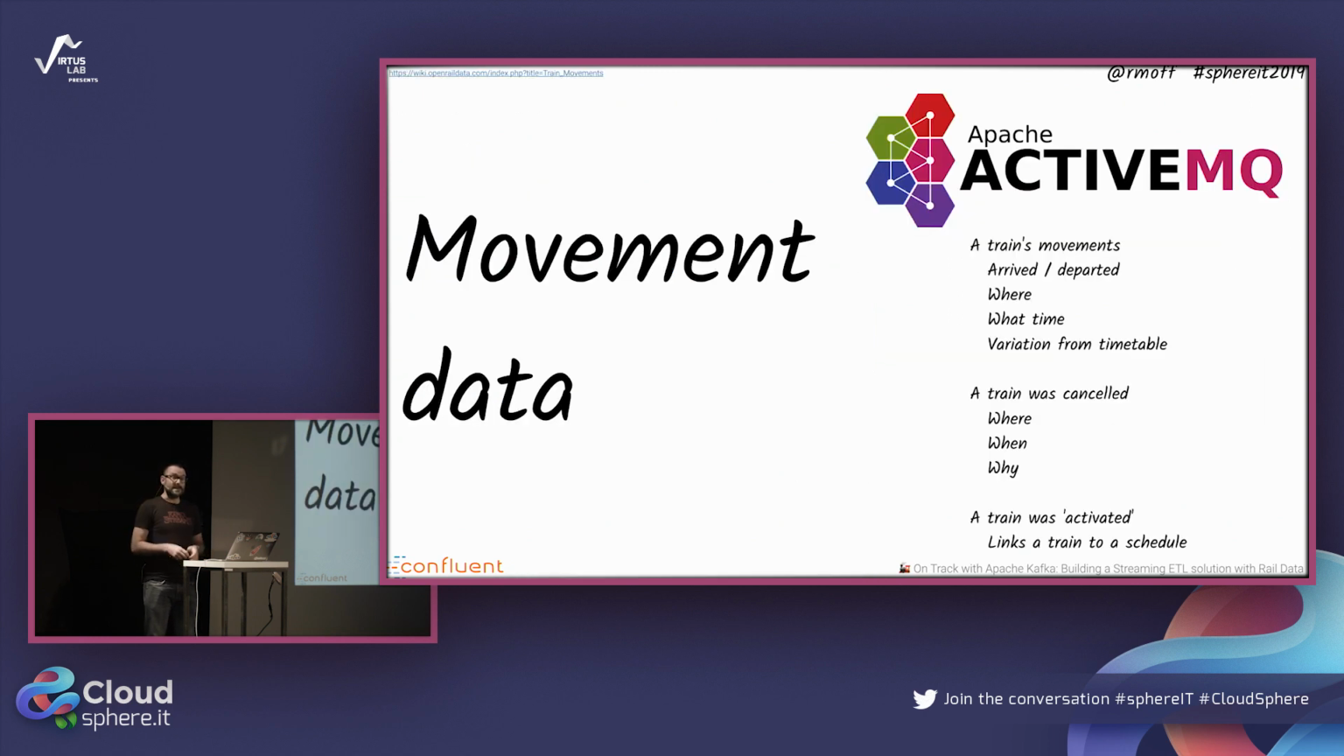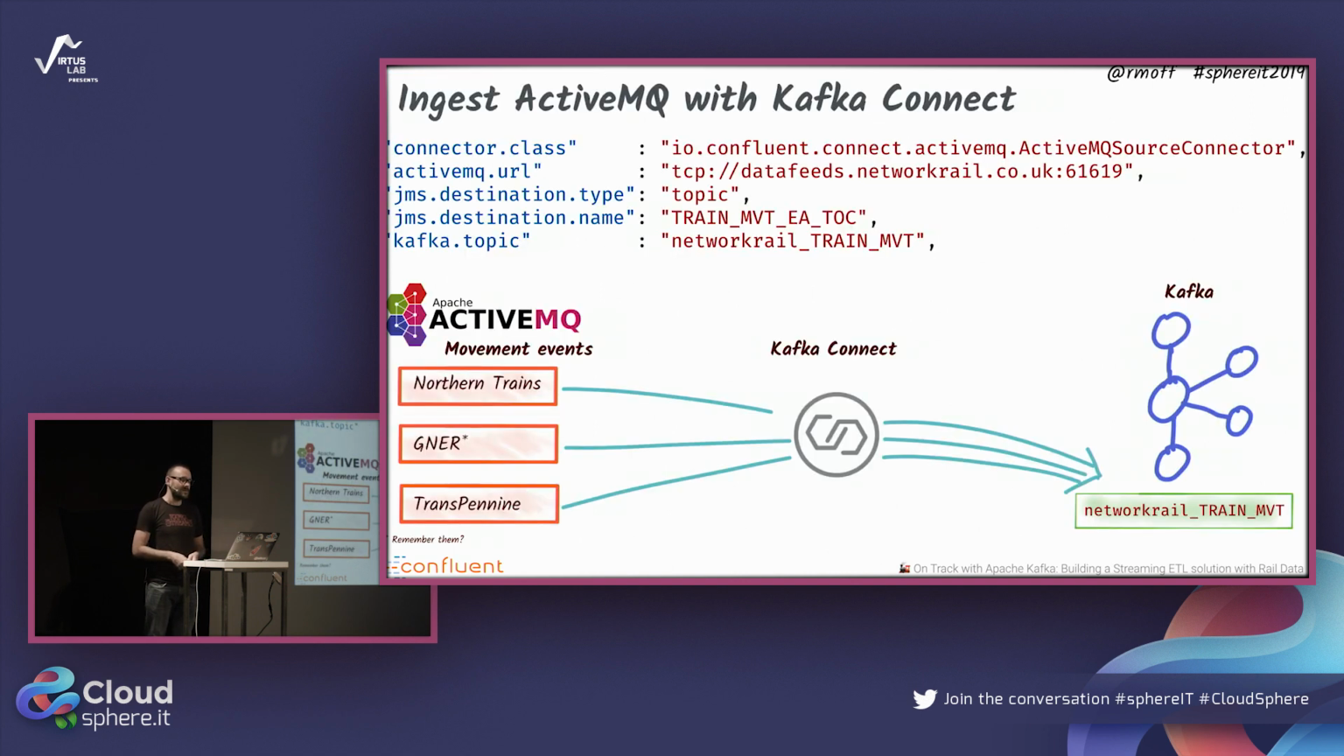So the movement data, the information about the trains. I'm not going to go diving into the data model. We'll talk a little bit about data models later, but it's basically a train moved. A train got cancelled. Where is that train on the network? It's just events. And the data comes from ActiveMQ.